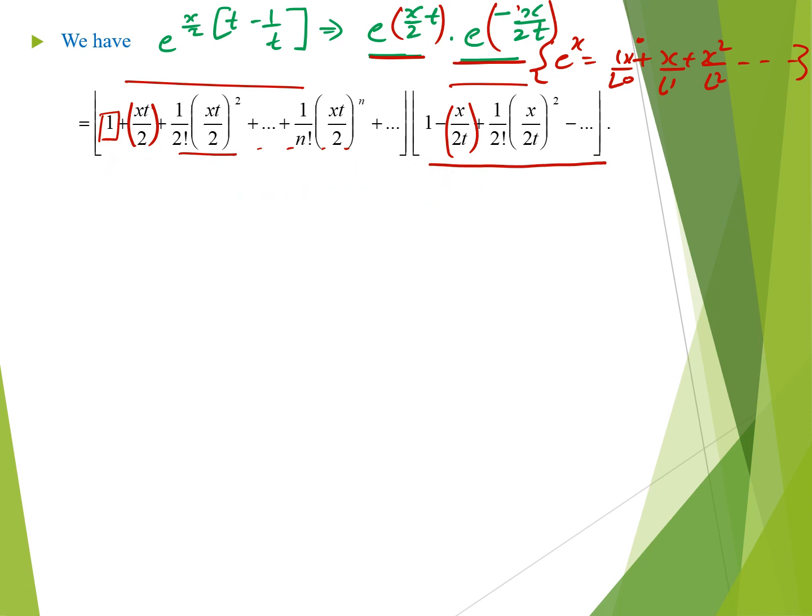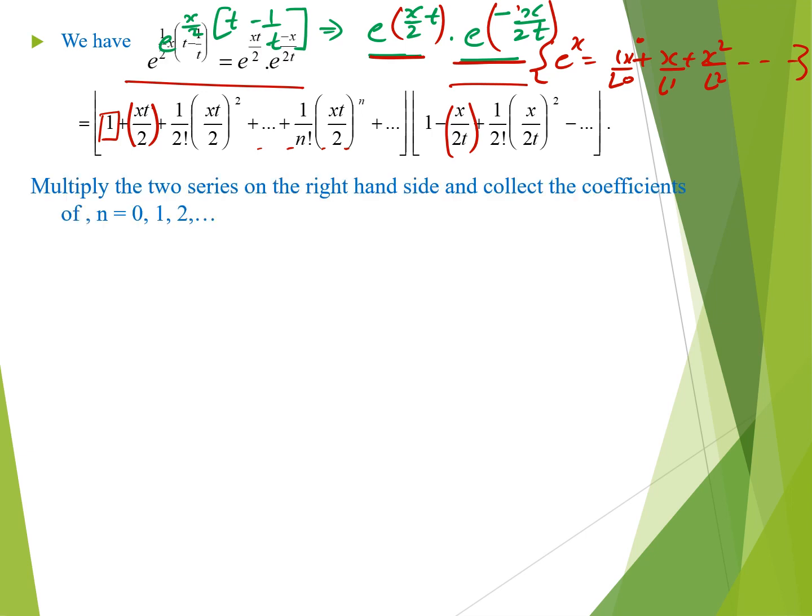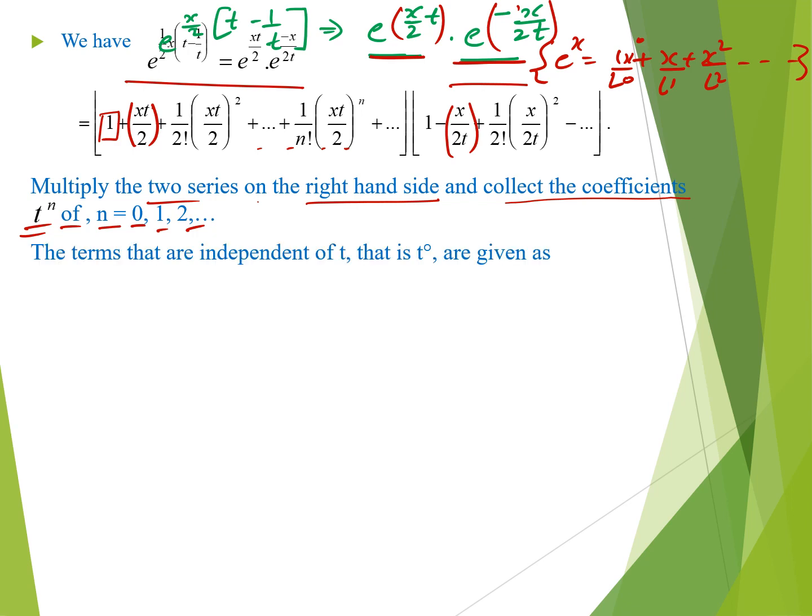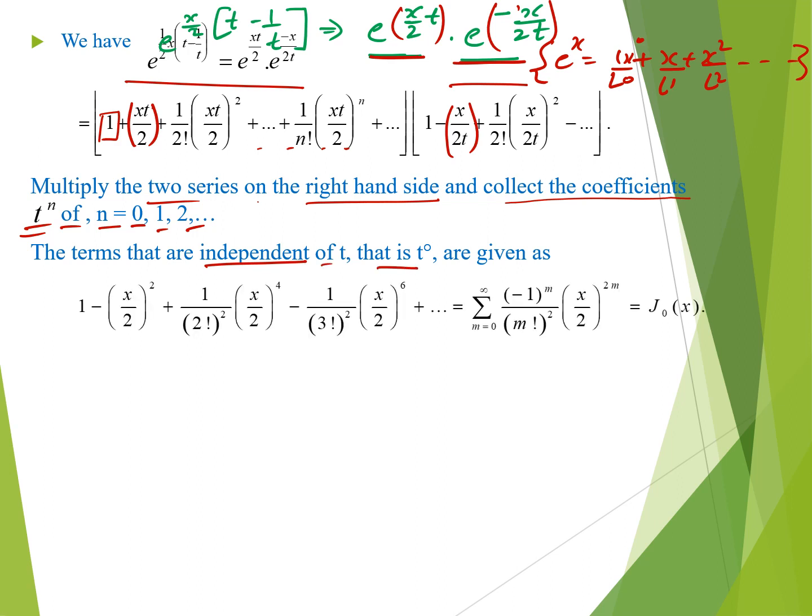So now by multiplying the two series on the right hand side and collecting the coefficients for t to the power n, that is t to the power 0, t to the power 1, t to the power 2, the terms that are independent of t, that is t to the power 0, are given as this term.